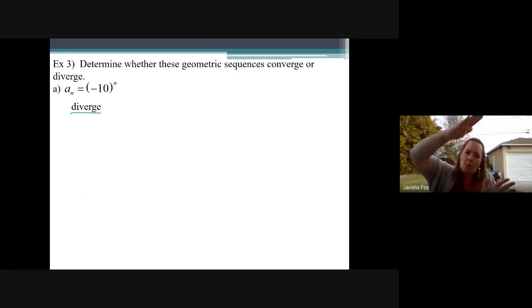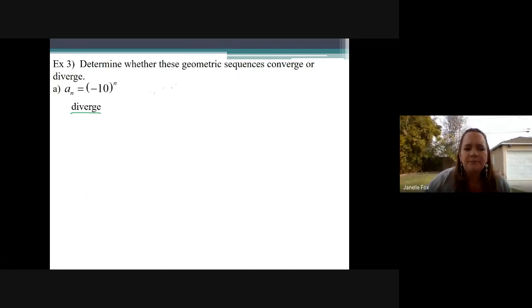So they're going crazy apart from each other, getting super negative and super positive. Let's try this one. This says b to the n. It says 5 to the n. Okay, let's imagine plugging some of these numbers in. I could plug in a 1 and I would get 5. Then I plug in 2 and get 25. Then I plug in 3 and get 125. For sure, these numbers are getting larger and larger. So we're going to say that these guys also diverge.